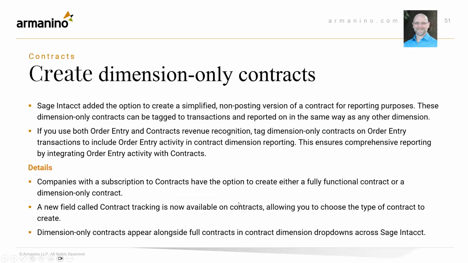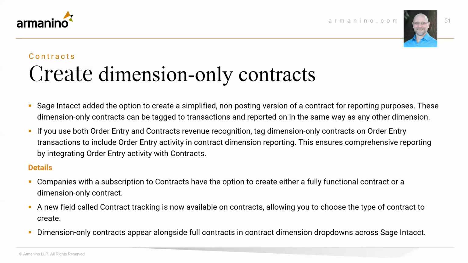They also announced that they created a dimension-only contract. They added an option to create a simplified non-posting version of a contract for reporting purposes only. These dimension-only contracts can be tagged to transactions and reported on in the same way as any other dimension. So basically what it comes down to is there's a contract record behind it certainly, but it's not like it's a non-posting record.